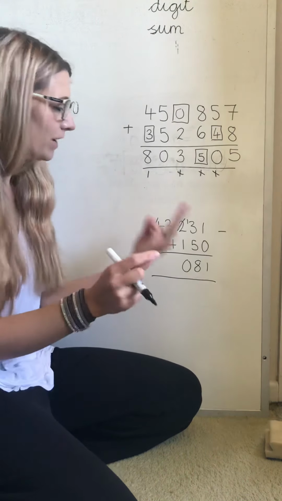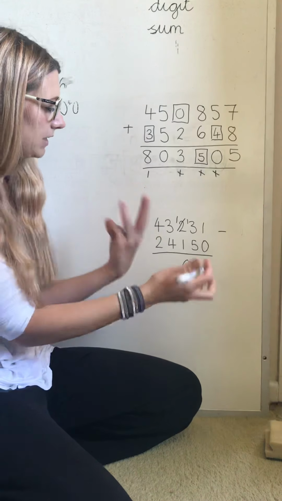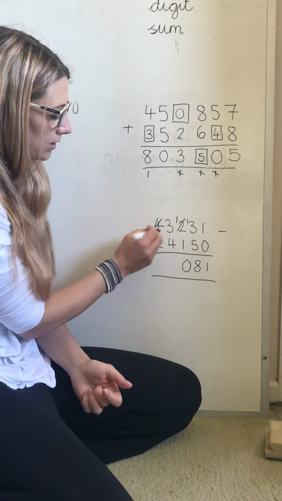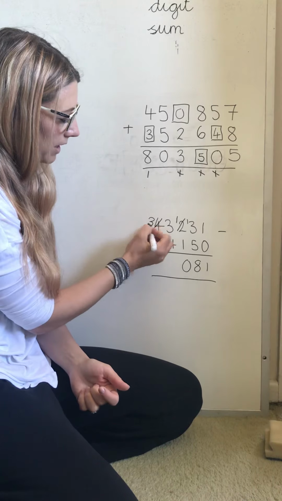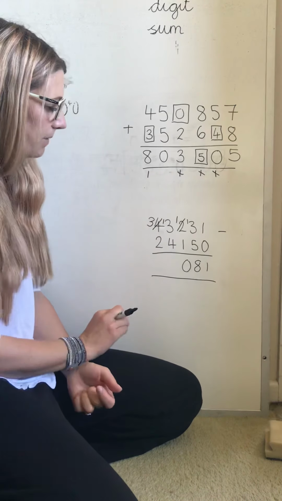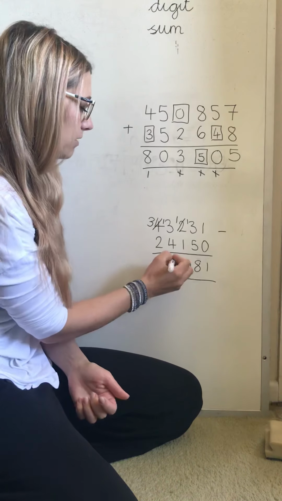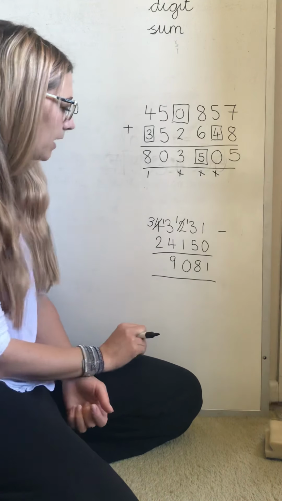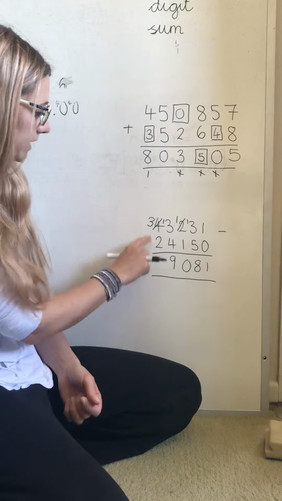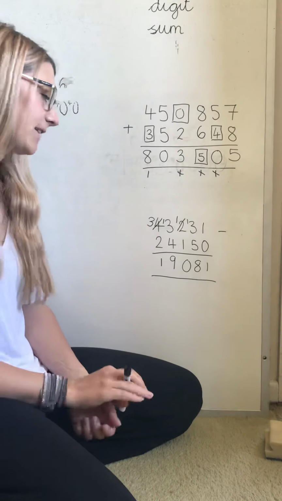3 take away 4, again I can't take 4 away from 3, so I'm going to steal one of these. So that 4 is going to become a 3, and the one I've stolen is going to go there. I've got 13 take away 4, which will make 9. And now I've got 3 take away 2, which makes 1, and that's my answer.